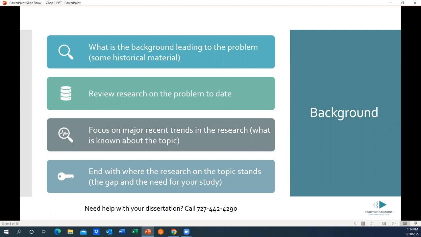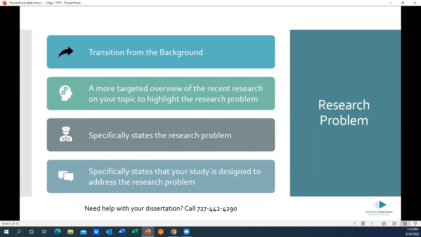So think about that background that way. It has some historical material about the nature of the problem, some historical material about the research that's been conducted on the topic, but also going toward what we need, right? Funneling down to what specifically you're going to be doing. So it ends with where the research on the topic stands and what's still needed, which is where your research problem comes in, which is the next section. So this transitions, it funnels down to the research problem.